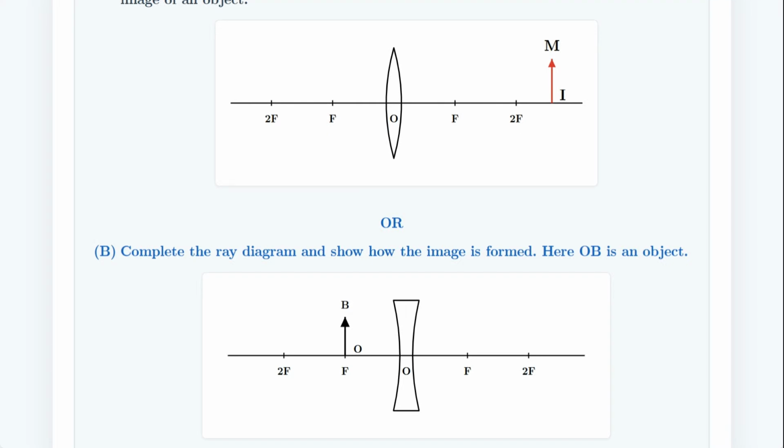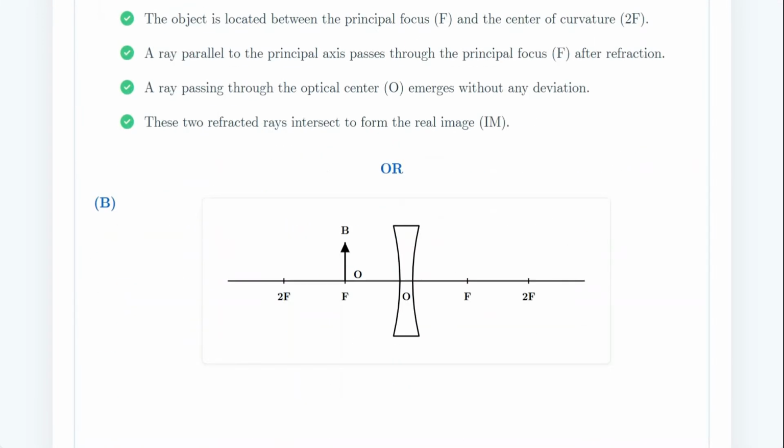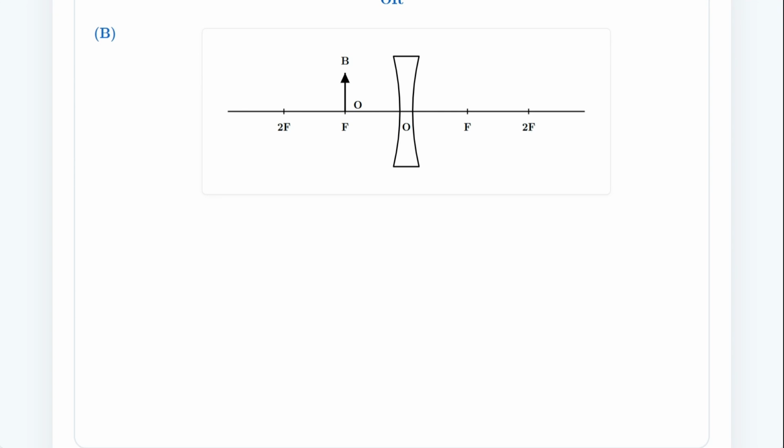Awesome! Now, let's move on to part B. Here we have an object OB placed in front of a concave lens. Let's solve this together. Watch the concave lens setup on your screen. First, let's identify the exact position of our object. The object OB is placed exactly at the principal focus F of the concave lens.